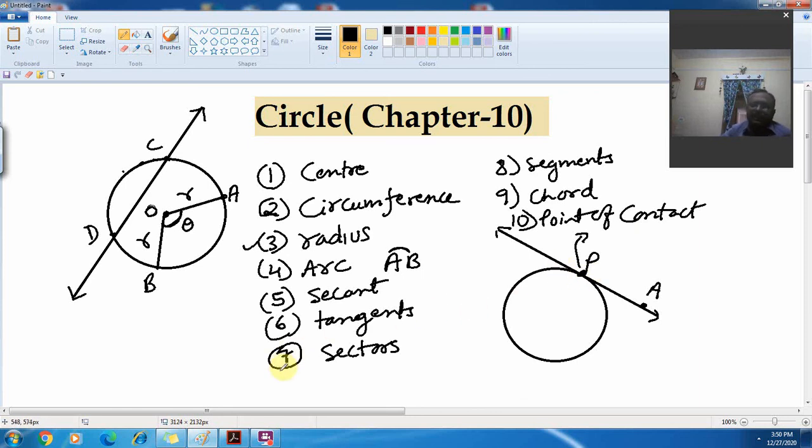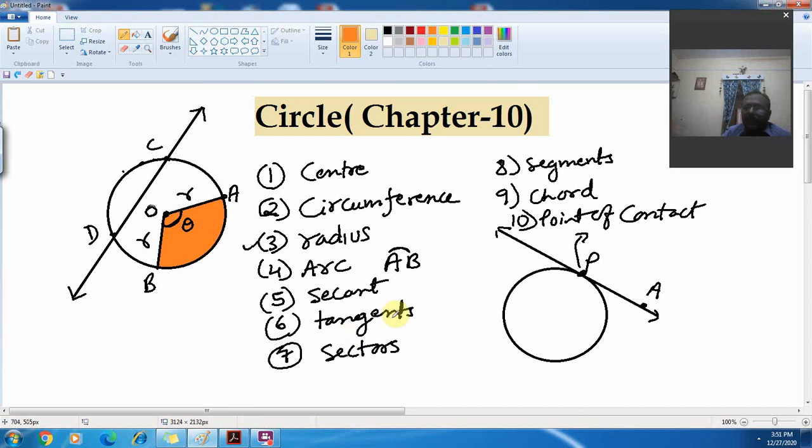Okay, now the next point is sector. See here, a sector is a boundary area which is enclosed between two radii and the arc of a circle. So the shaded portion which I have done here, suppose the orange part, this orange part is called the sector of the circle. So the sector of the circle is sector AOB. This whole part is the sector of the circle.